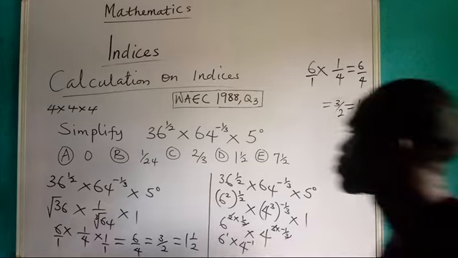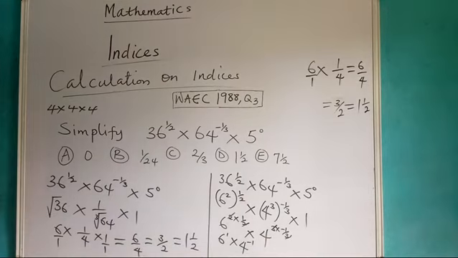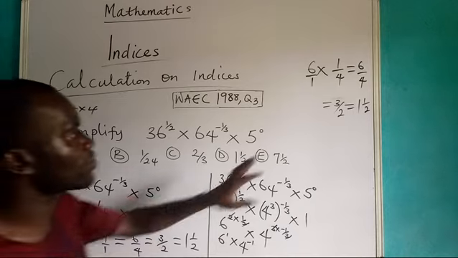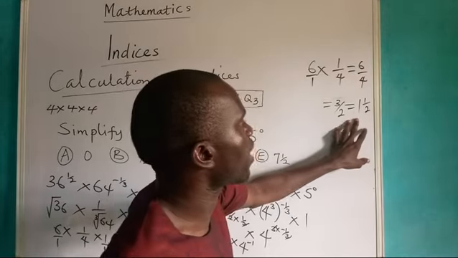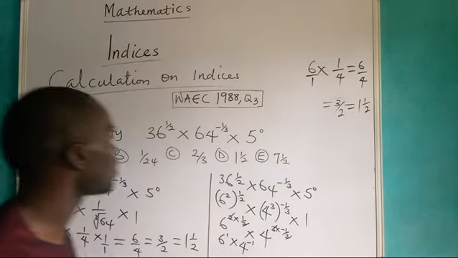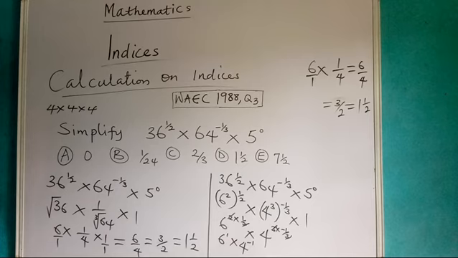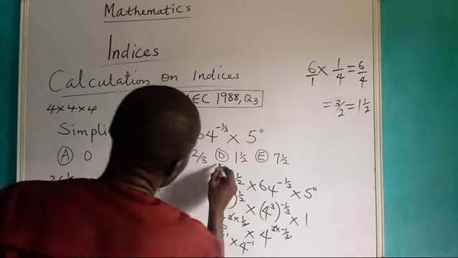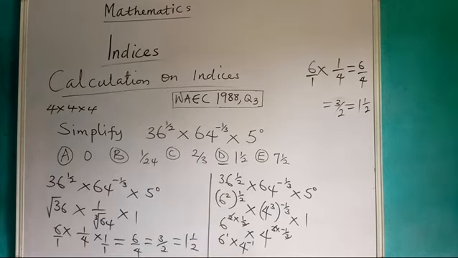I will now have 1 and 1 over 2. Can you see? I used the first approach, I have 1 and 1 over 2. I used the second approach, and I have 1 and 1 over 2. Now, with this, we can choose the best option. Now, what will be the best option? Option D will be the best option for this very solution.